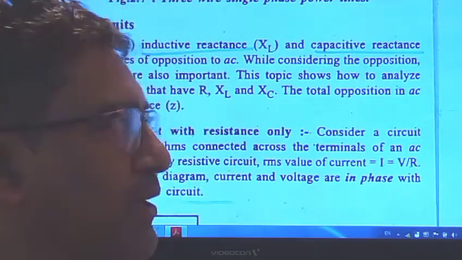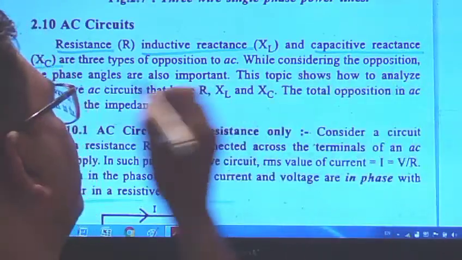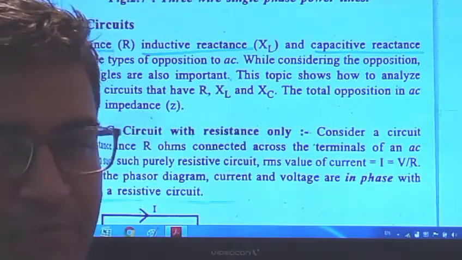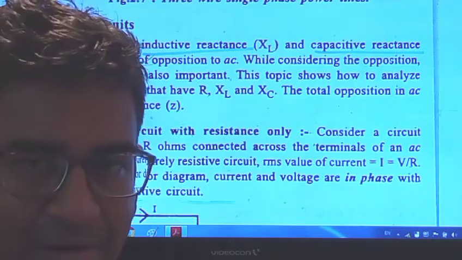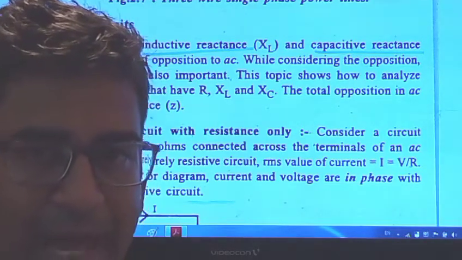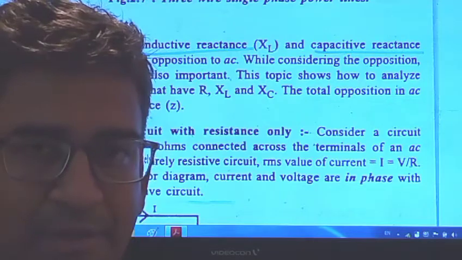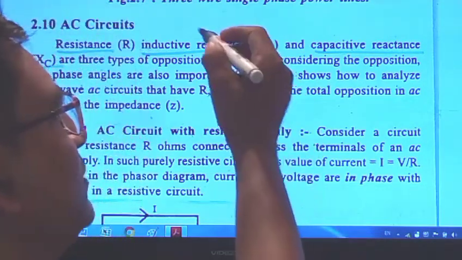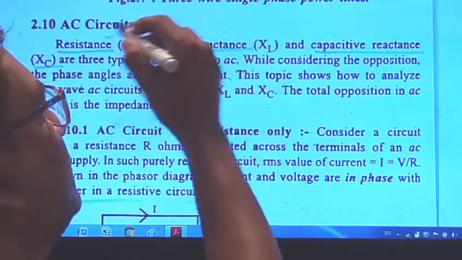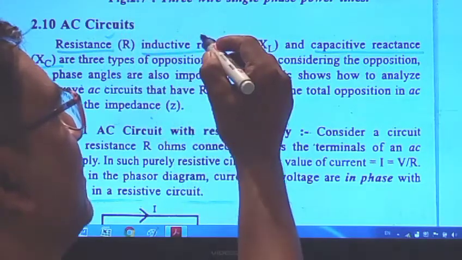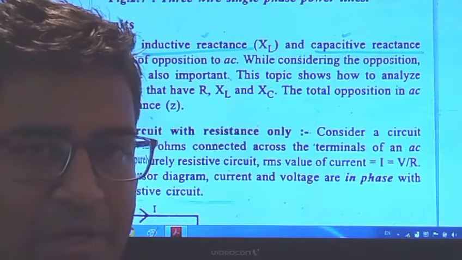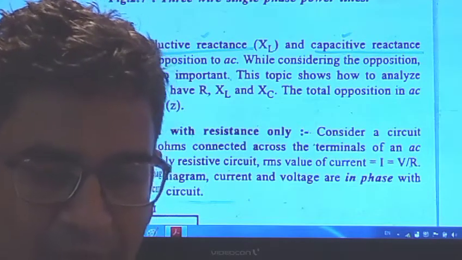While considering the opposition, the phase angles are also important. What is the phase angle? One should lead, one should lag. Leading, lagging and in phase are the three cases to be considered when we are using resistance, inductive reactance and capacitive reactance. So how do the leading and the lagging happen?